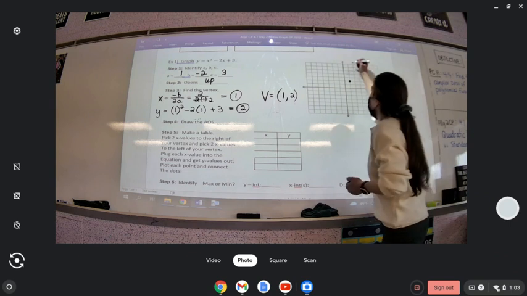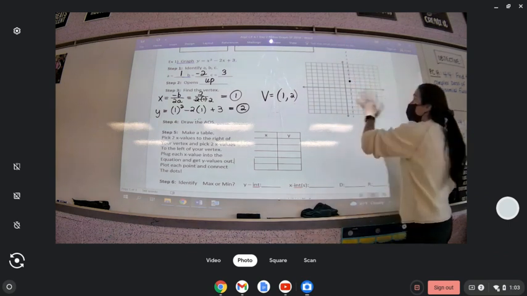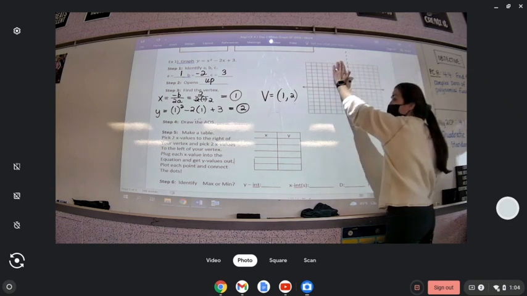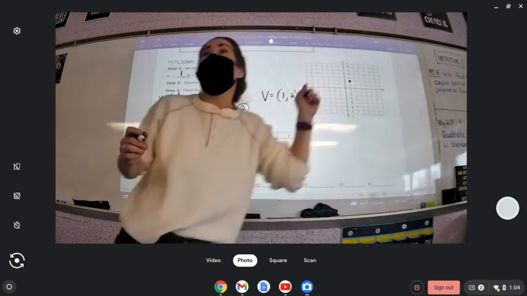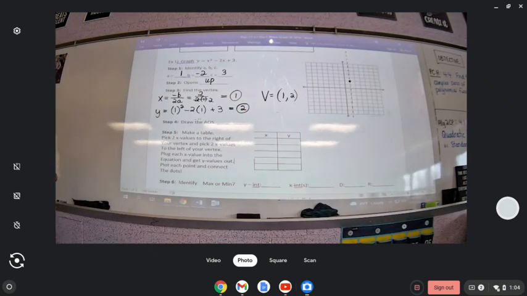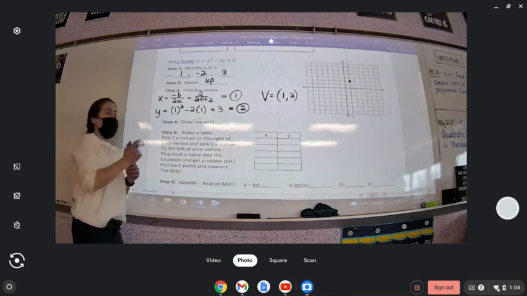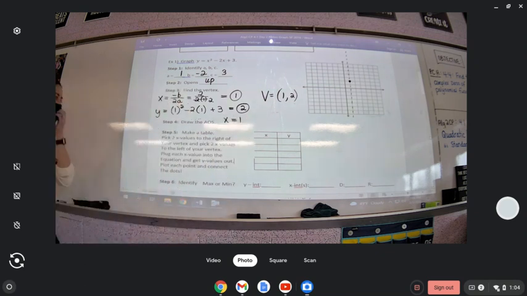All right. But we have this imaginary vertical line that goes straight through the vertex, cutting it in half, saying that whatever points are on the right side, there's a matching point on the left. Okay, does anybody know what the equation of that AOS is? It is the line, go ahead. X equals 1. X equals 1. It should match the x-coordinate of your vertex.